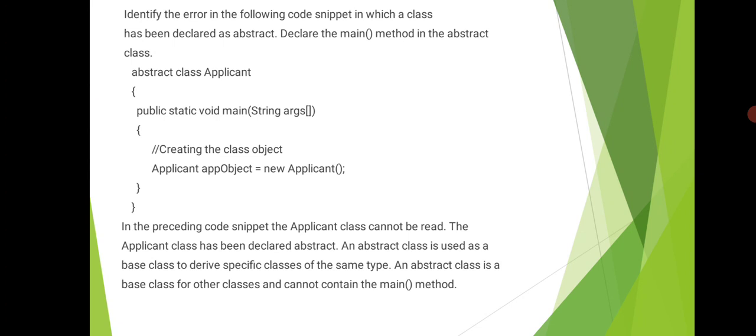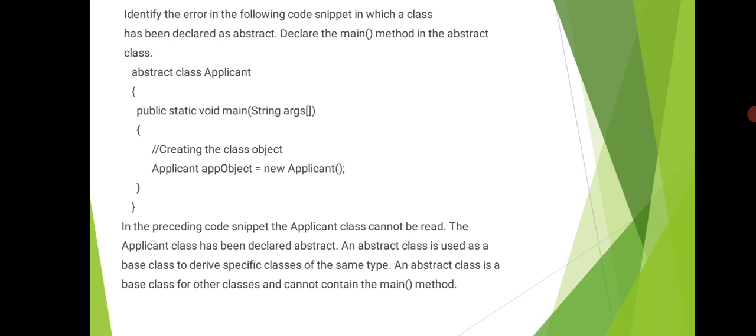I told you that we should follow some rule. We cannot create objects of abstract classes. It cannot be instantiated. It should be inherited in another class. So why can't we write the void main in that class? In the preceding code snippet, the Applicant class cannot be run. The Applicant class has been declared abstract. An abstract class is used as a base class to derive specific classes of the same type. An abstract class is a base class for other classes and cannot contain the main method.